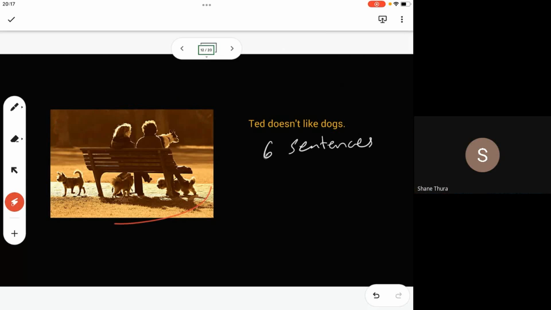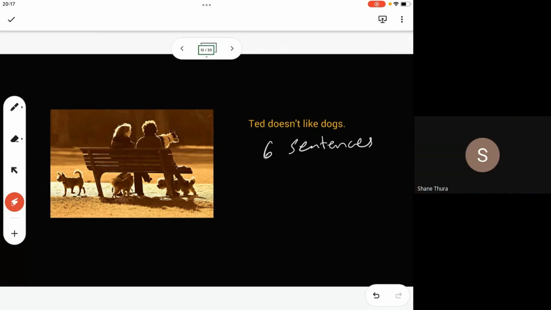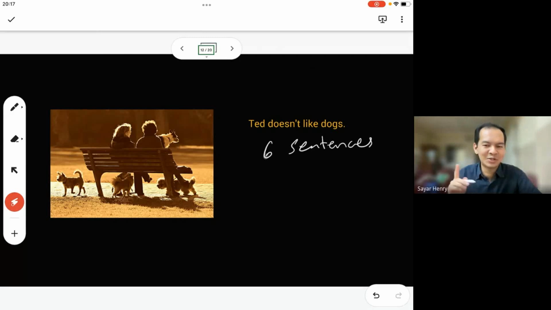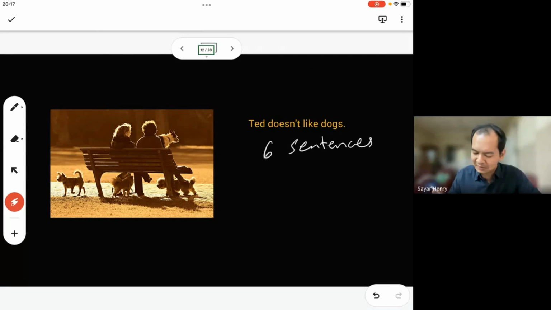Yeah. No. Yeah, maybe. Okay. Then if it is maybe, why do you think Ted is in the picture, even though he doesn't like dogs? Because his girlfriend likes dogs. Okay. Now I don't know which Ted you are referring to, but okay. Okay. Thank you.